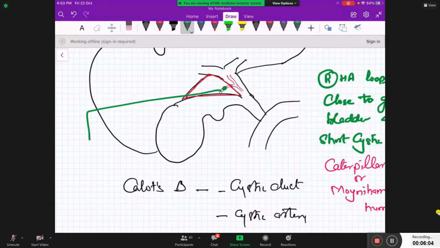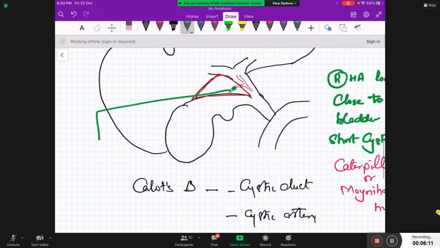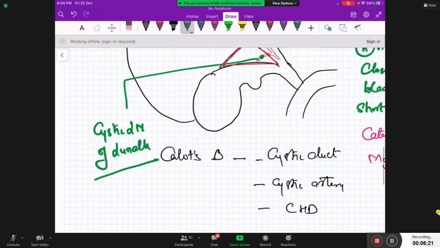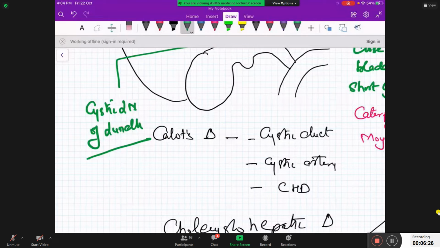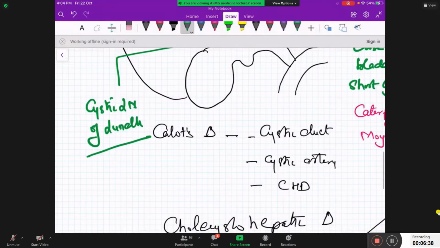This lymph node sitting on the cystic artery is the first draining lymph node of the gallbladder, and it is also called cystic lymph node of Lund. This is the first draining lymph node of the gallbladder. A question asked.